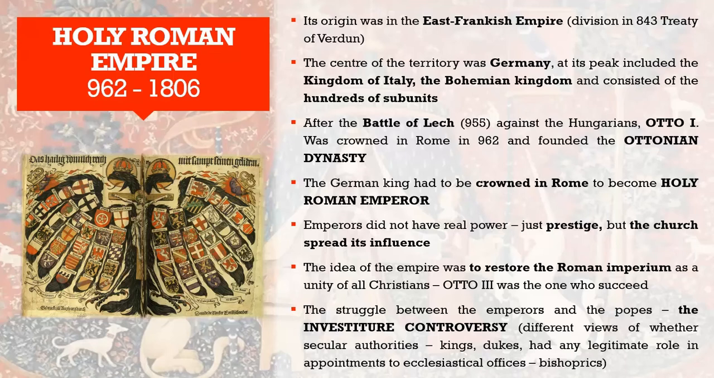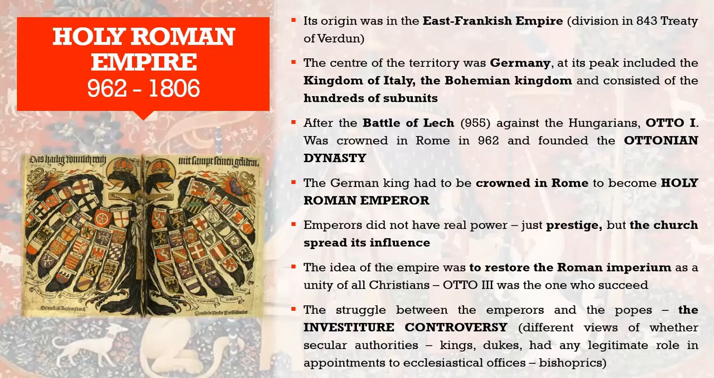Today's topic is the Holy Roman Empire, which is the last kingdom of the Middle Ages that you have in the presentation. The first important information about it is that the Holy Roman Empire has its origin in the East Frankish Empire, so it's modern-day Germany. After the Treaty of Verdun, which was signed in 843 AD, the East Frankish Empire was in the hands of Louis the German.